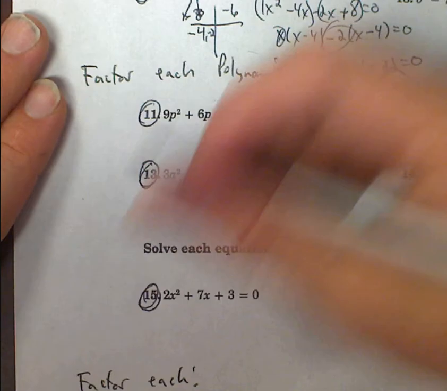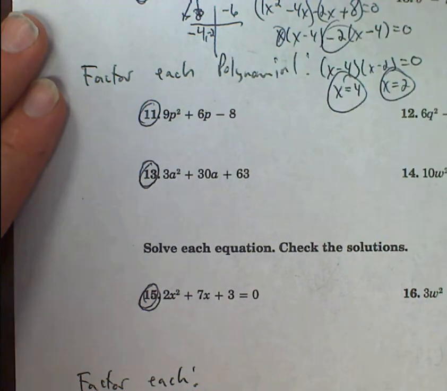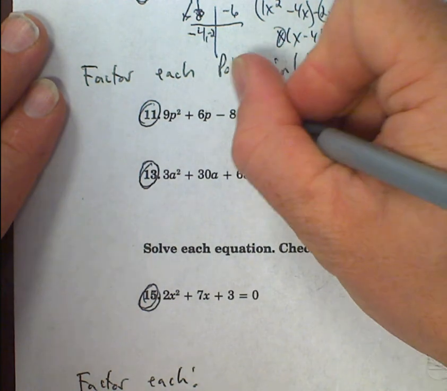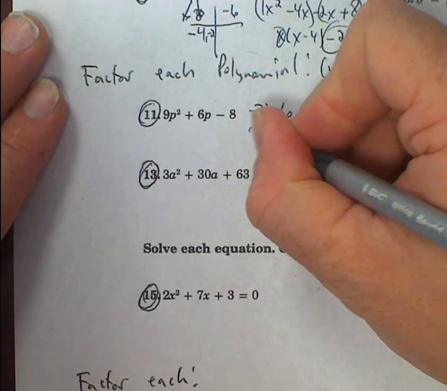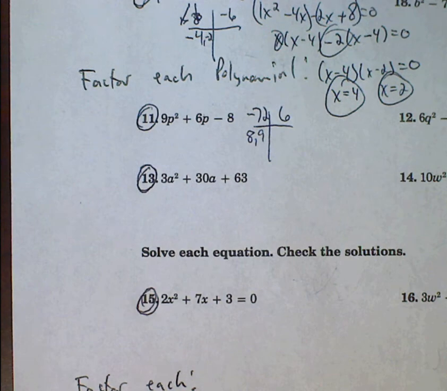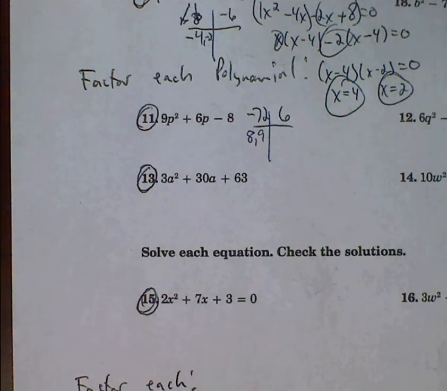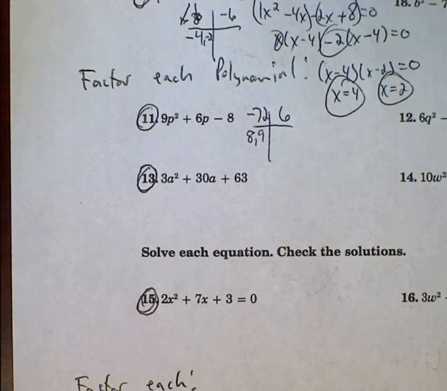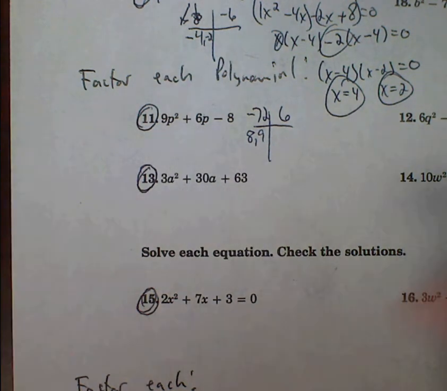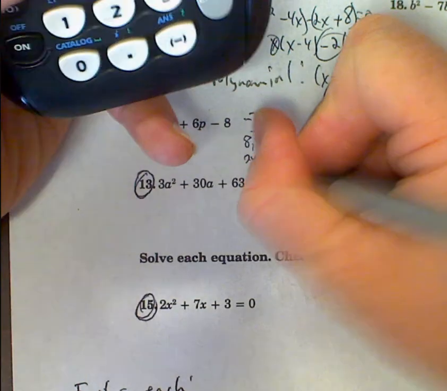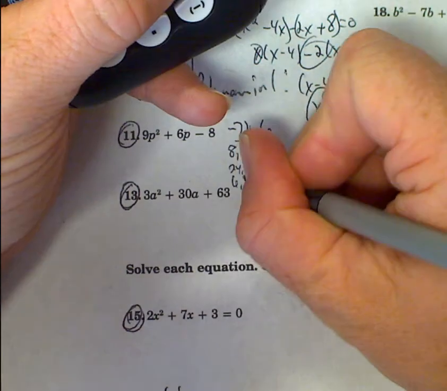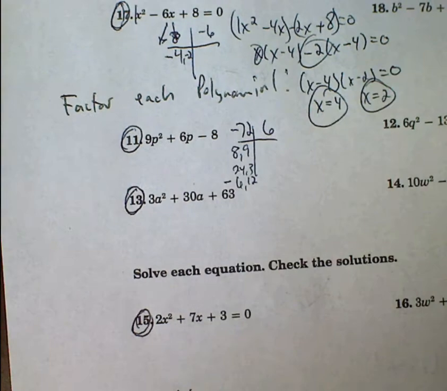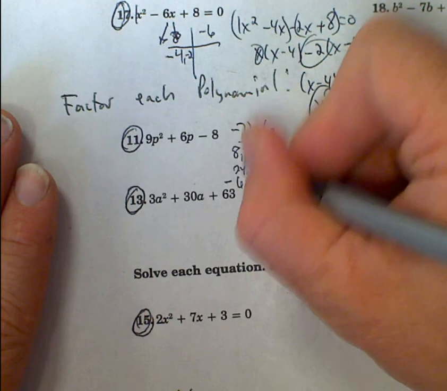Number 11. I can't take anything out of all, so I got 9 times negative 8 is negative 72, middle term is 6. So I got 8 and 9, but that won't give it to me. Let's see what else. 72 divided by 3 gives me 24 and 3. That doesn't work. 72 divided by 6 gives me 12. That works. Now the 6 needs to be negative to make negative and that positive.